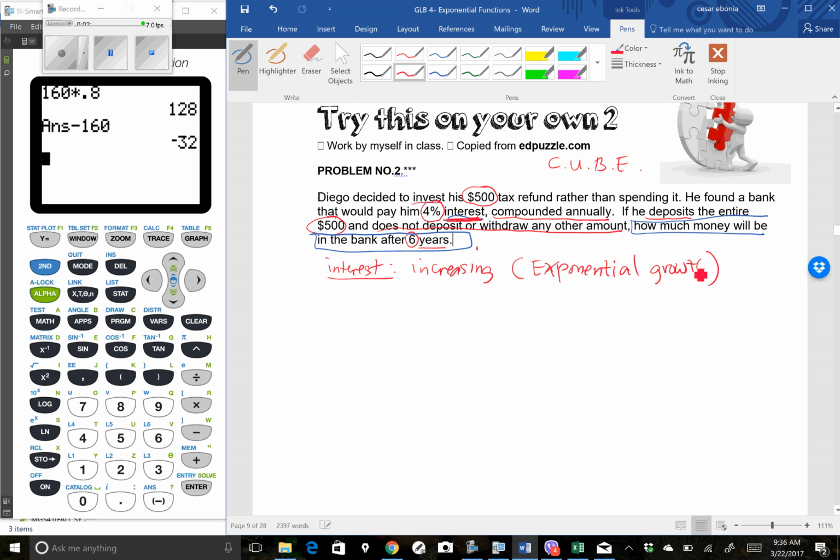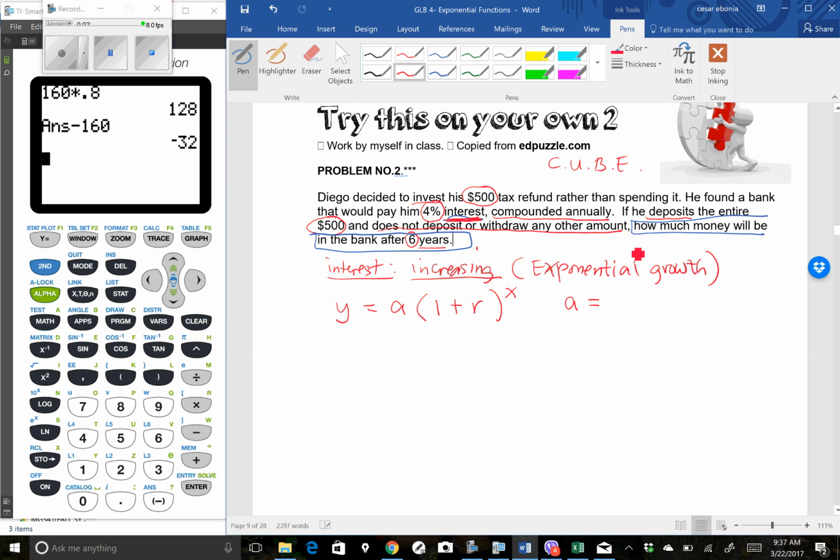So this is what I would like you to find: whether this one is an increasing situation or a decreasing situation. In this case, because you are earning interest, that means it is an increasing situation. And our formula now would be y is equal to a times (1 plus r) raised to the exponent x. And a represents the beginning amount, so we identify them.